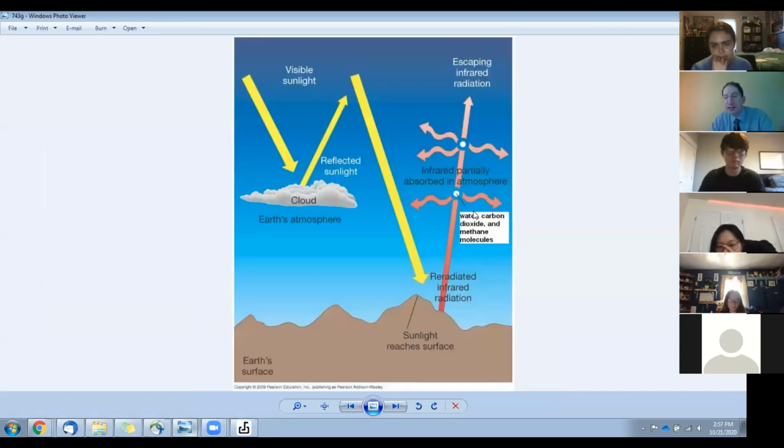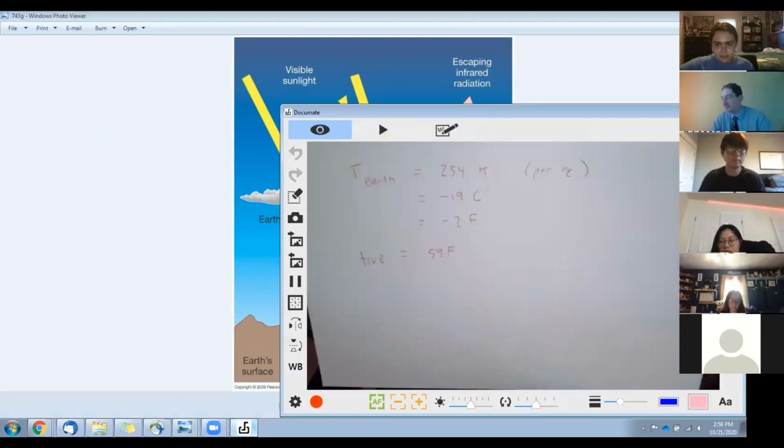And here's a list of the primary ones: water, carbon dioxide, methane, NO2, which I think is nitrous oxide. I may have the suffix oxide wrong, I'm not sure, but NO2. And those are the primary ones. Let's put the doc cam back up for a second and list them.